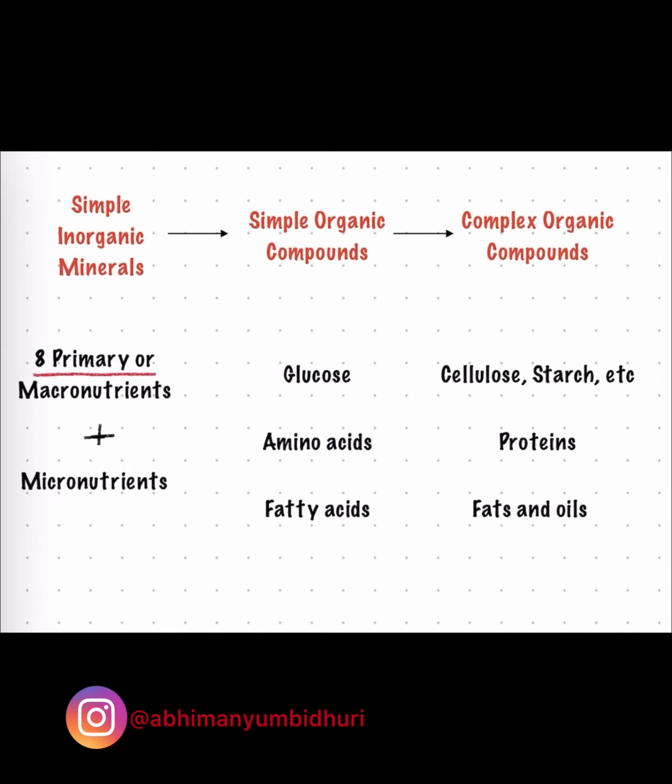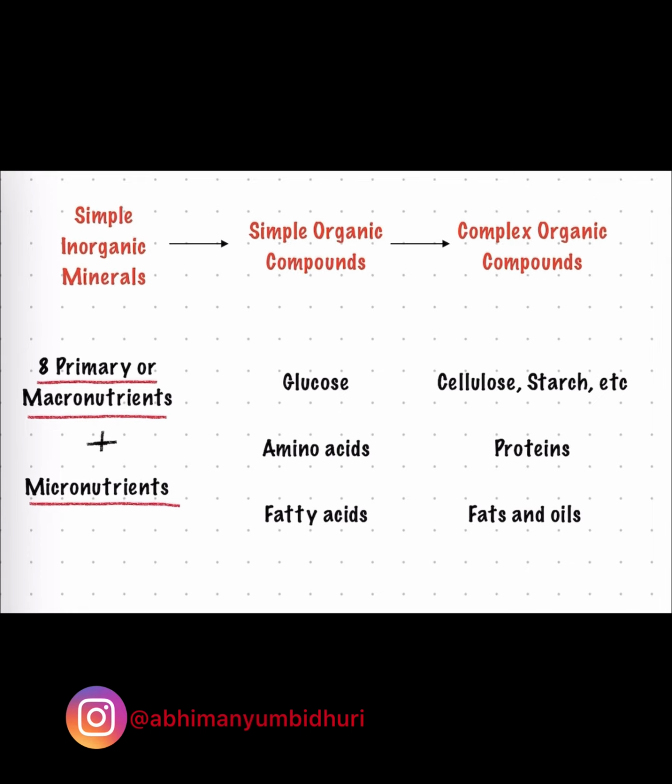Along with these 8 primary macronutrients, trees also require micronutrients like zinc, copper, iron, manganese, molybdenum, boron, and chlorine. These are needed in small amounts but are vital for various biochemical processes.